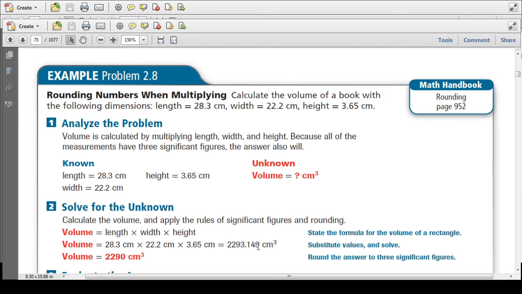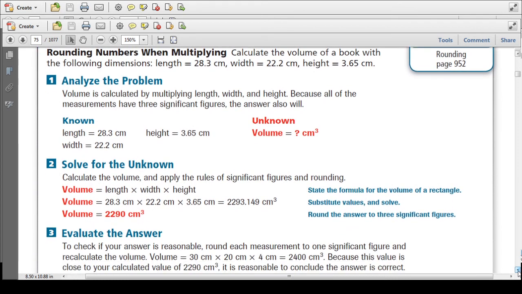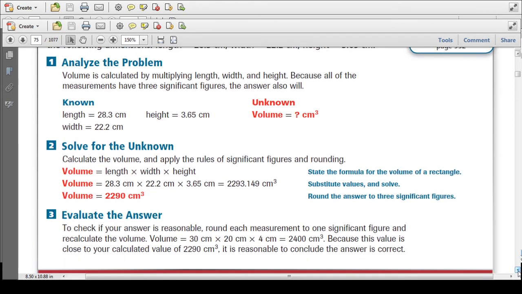That's a lot to report because a lot of these numbers are just insignificant. So what the rule states is that we want to find which of these has the least amount of significant figures in total, not after the decimal, just in total. So here we have 3 sig figs, 3 sig figs, and 3 sig figs. So our answer should be reported with 3 sig figs.